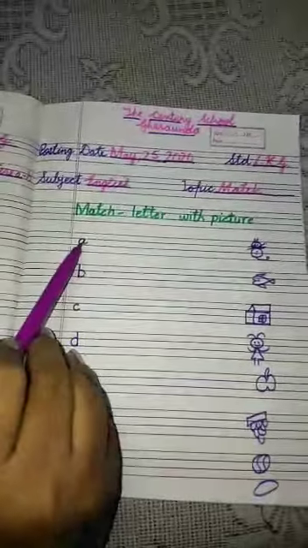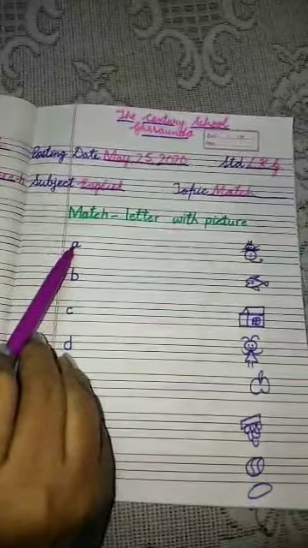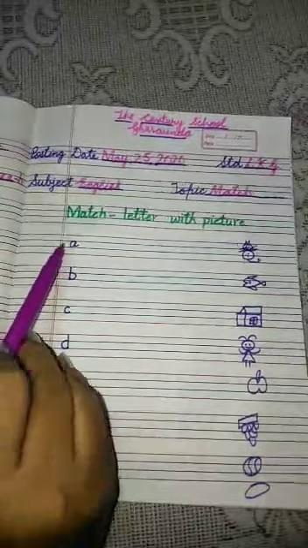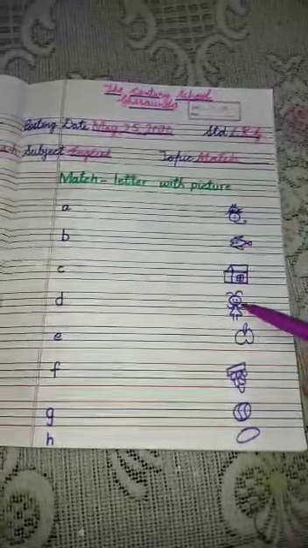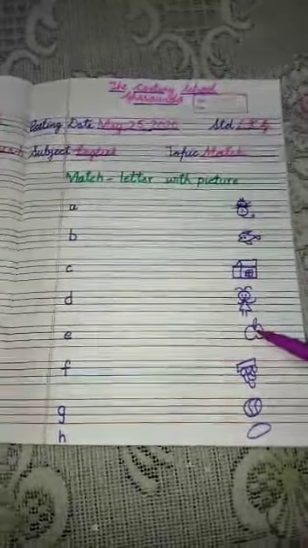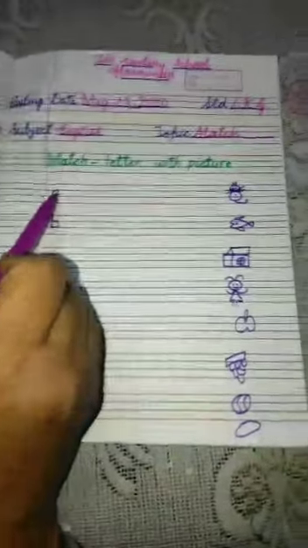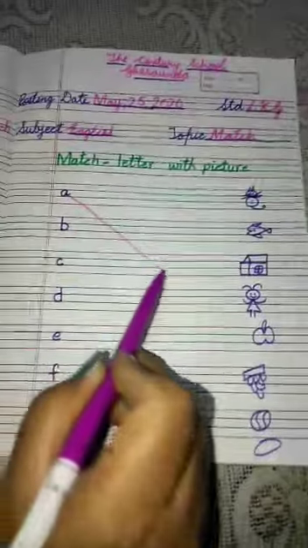This is A. A, apple. Find out where is apple from this side. Is it right? No. Is it right? No. Is it right? Yes. A, apple. Put your pencil on A and match it with apple.